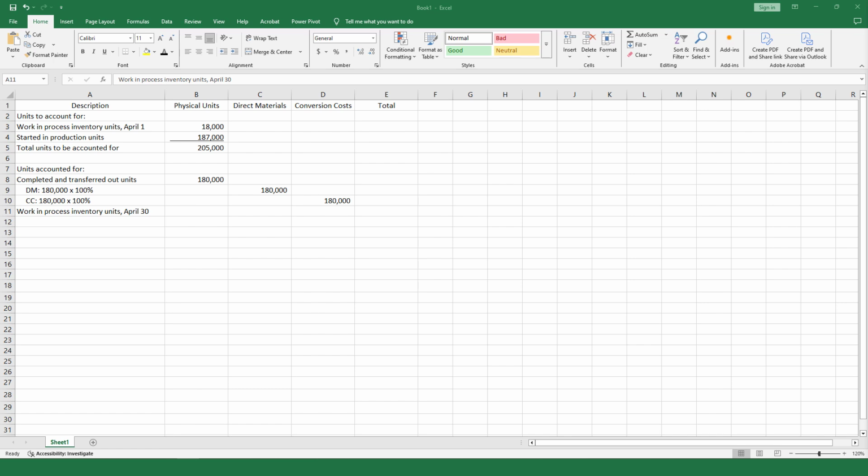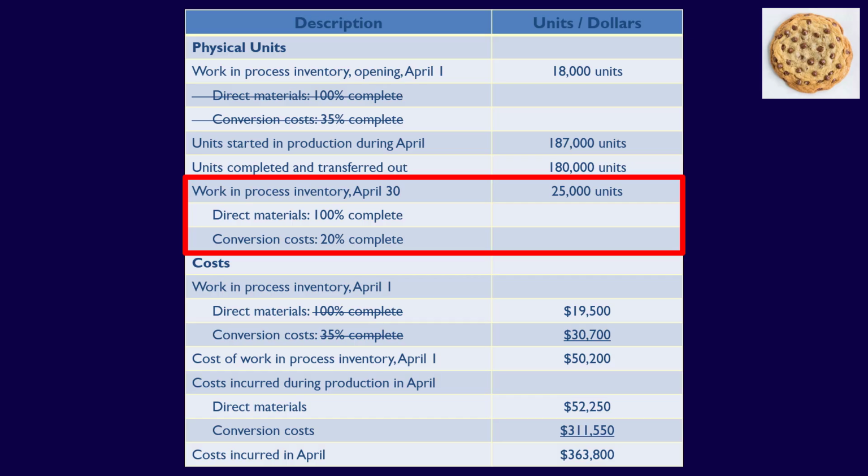On April 30th, we have work in process inventory at the end of the period. These are units which are incomplete at the end of the period. How many physical units do we have on April 30th? From the question information, we know that on April 30th, there were 25,000 physical units on hand. These physical units were 100% complete with regards to direct materials, meaning that all of the direct materials have already been added into the production process for the mixing department. However, conversion costs, which are direct labor and manufacturing overhead, are only 20% complete. We can now use this information to determine the number of equivalent units for the ending inventory.